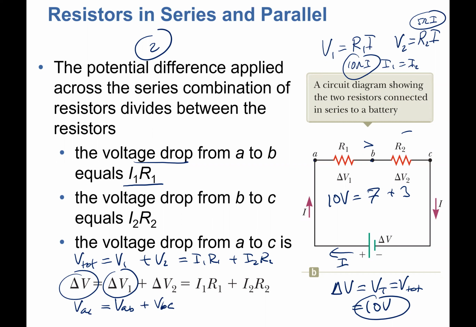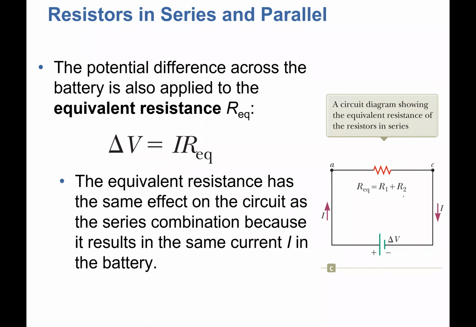All right, just like capacitors, we can take these two resistors, R1 and R2, and combine them into an R equivalent, because this is a simple circuit. I need to find the equation that gives me this R equivalent, and I can do that with the following equation.